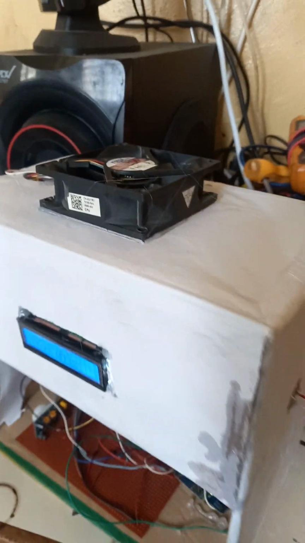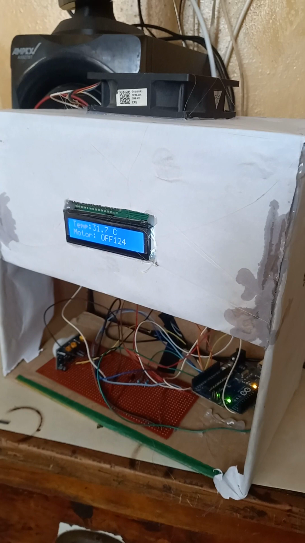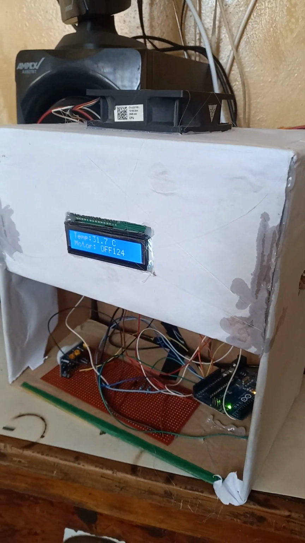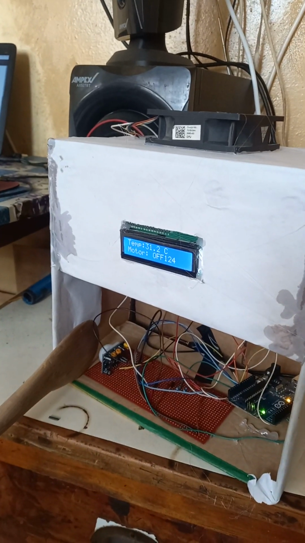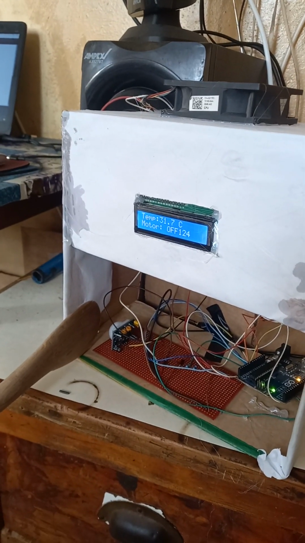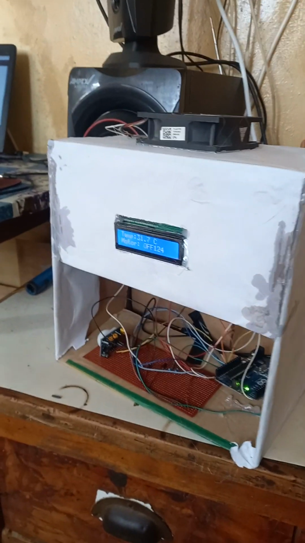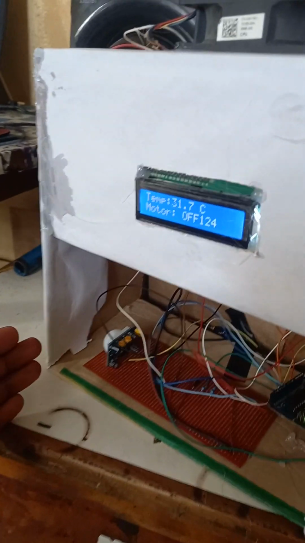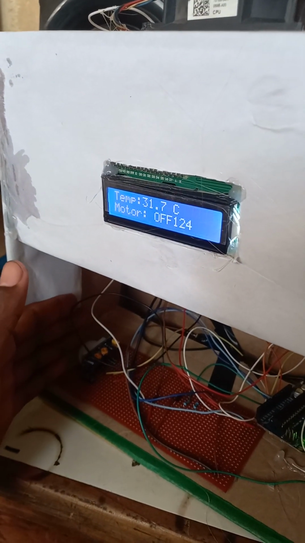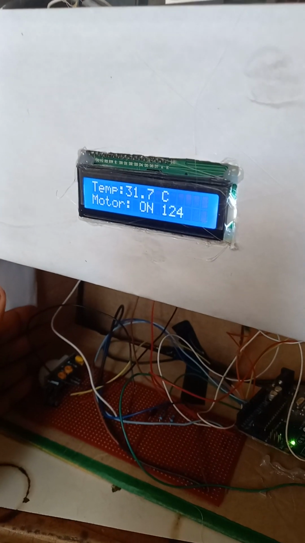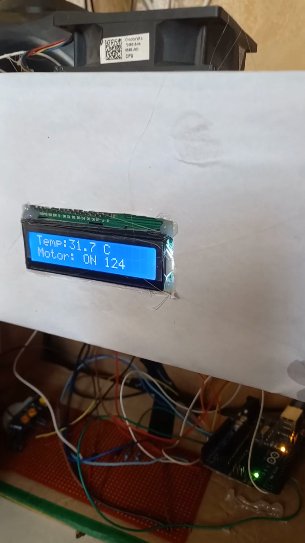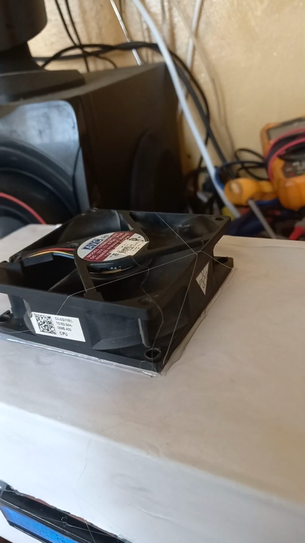Our motor state is still off, as you can see here. The temperature reading is 31.2 degrees Celsius and the motor state is off. This cooking stick cannot turn our motor on. But when I place my hand here, the motor state is on and our fan is running.